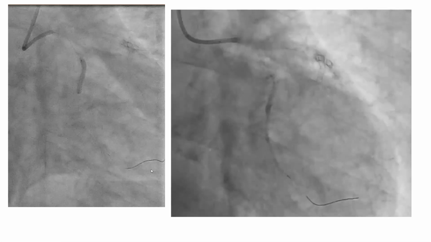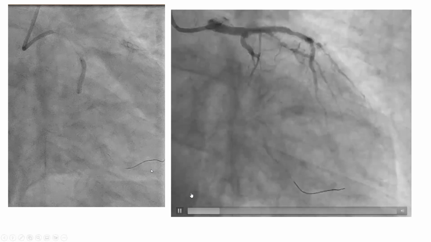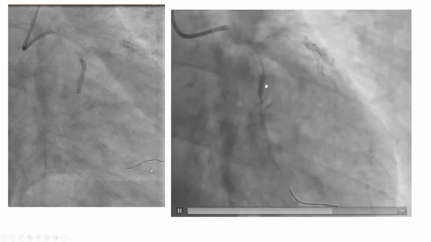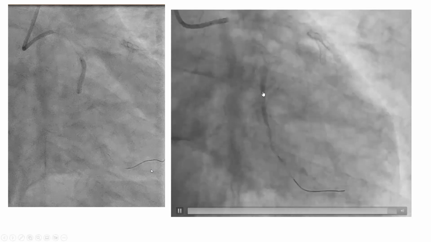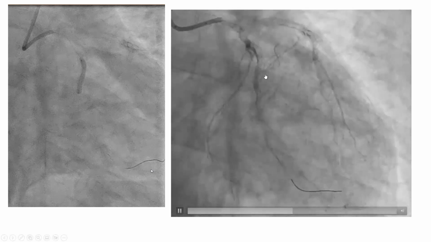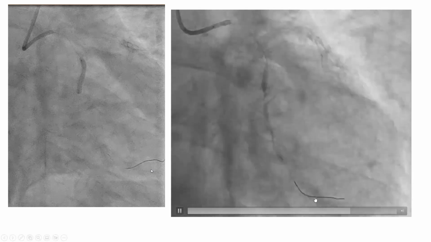How to figure out what's going on? There are two differential diagnoses mainly here. Number one, edge dissection at the proximal or distal edge. And number two, this is a STEMI. He had a heavy thrombus burden. Maybe you're having a lot of distal emboli.